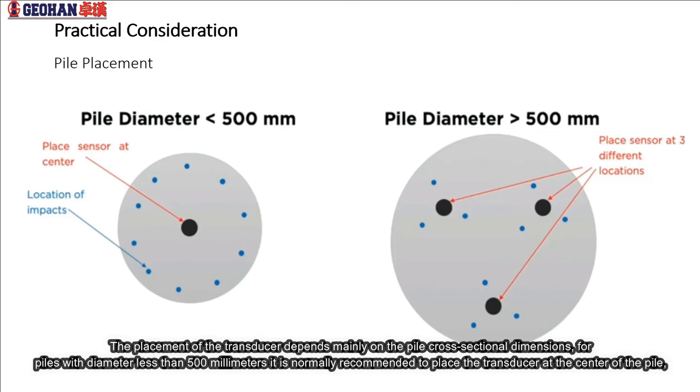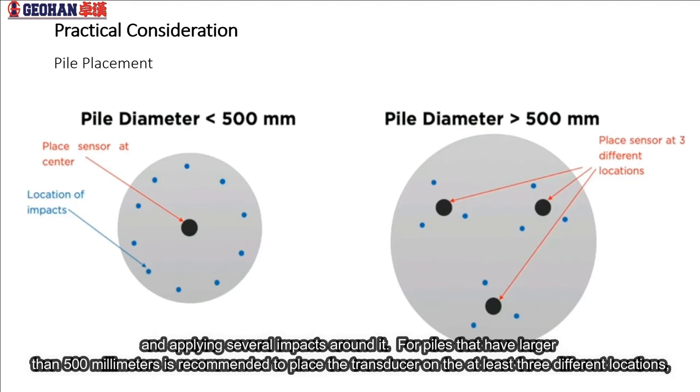The placement of the transducer depends mainly on the pile cross-section dimension. For piles with diameter less than 500 mm, it is normally recommended to place the transducer at the center of the pile and apply several impacts around it. For piles that are larger than 500 mm, it is recommended to place the transducer on at least 3 different locations.